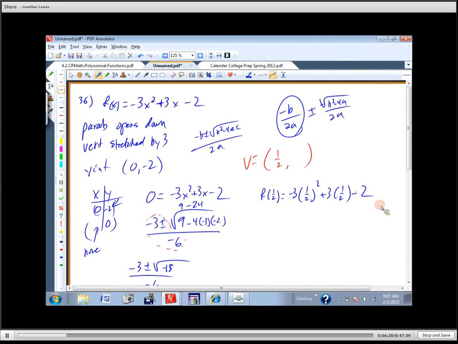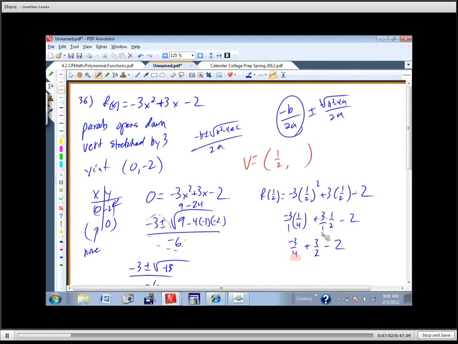Okay, now we've got to work out the fractions and everything. Squaring fractions is pretty easy. Square the top and square the bottom, right? So this is going to be negative 3 times 1/4. I'm going to make 3 a fraction by putting it over 1. This is 3 times 1/2. I'm going to make that a fraction by putting it over 1. And then this is minus 2. So here's what I've got. Negative 3/4 plus 3/2 minus 2.